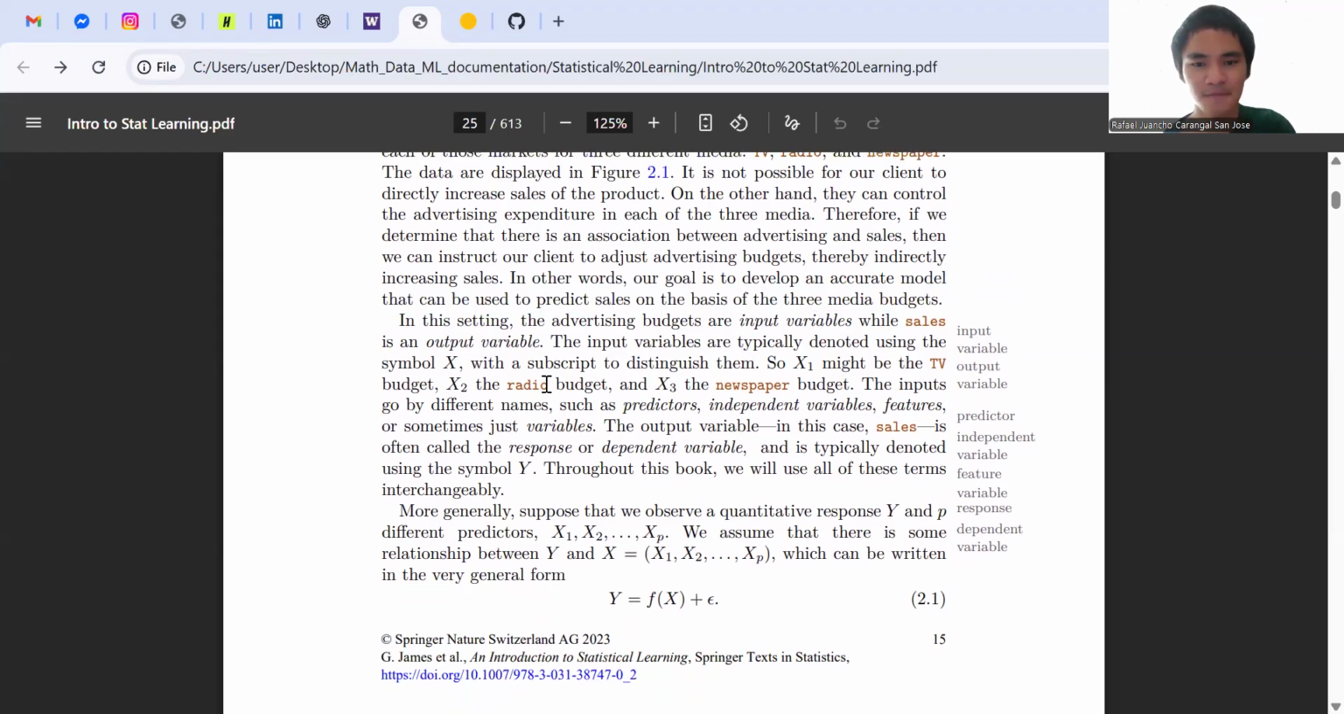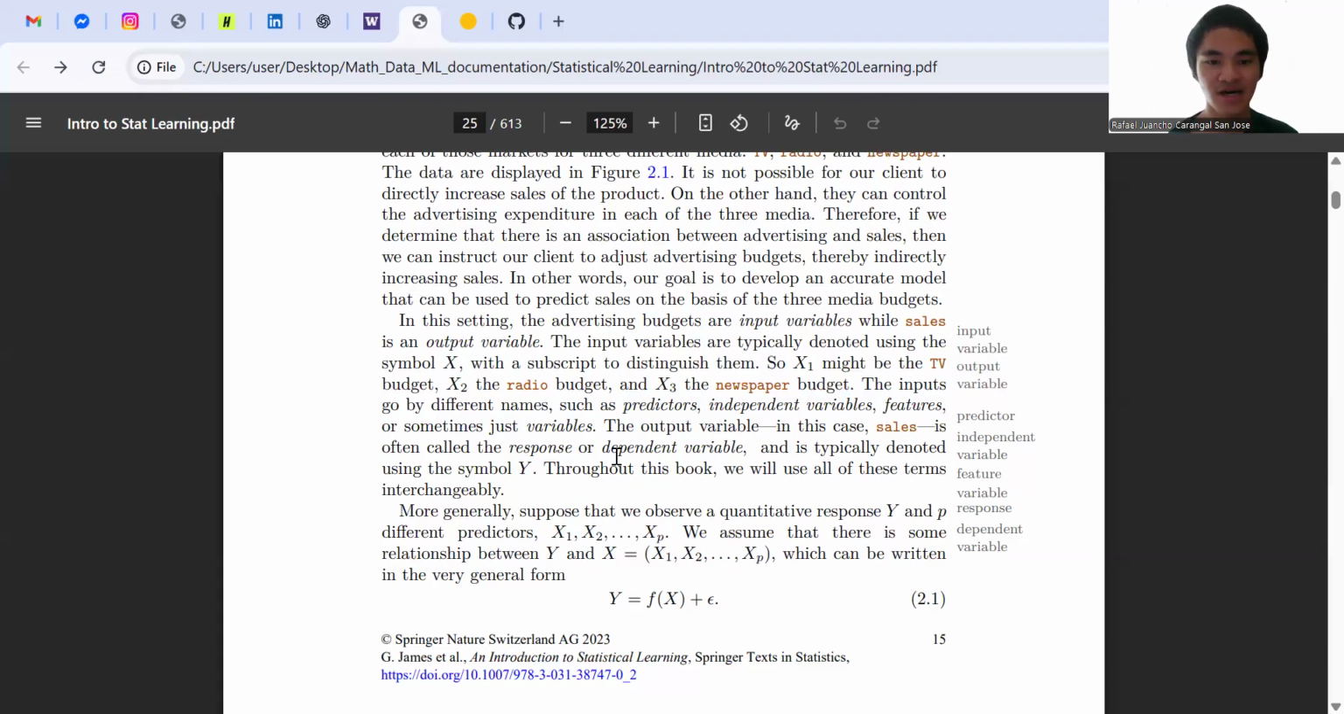And so in this setting, the advertising budgets are input variables, while sales is the output variable. And so the input variables are typically denoted using the symbol X with a subscript to distinguish them. Subscript is the bottom one. So X sub 1 might be TV budget, X sub 2 is radio, X sub 3 is newspaper. So that's just a mathematical way of doing it. And the inputs go by different names. So one of them could be predictors, one of them could be independent variables or features, or just sometimes variables, right? The output variable, in this case, sales, is often called the response or dependent variable.